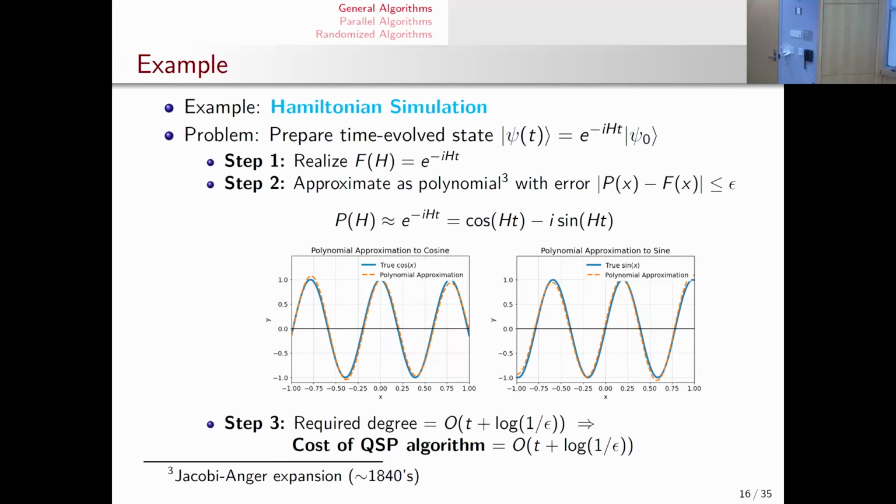All right? Is that part clear? So it's a very direct and intuitive way to design these algorithms by just thinking about what we want to realize and how we can do that with a polynomial, and how we can use polynomial intuition, or the classical knowledge that we have, to determine the cost of doing that.